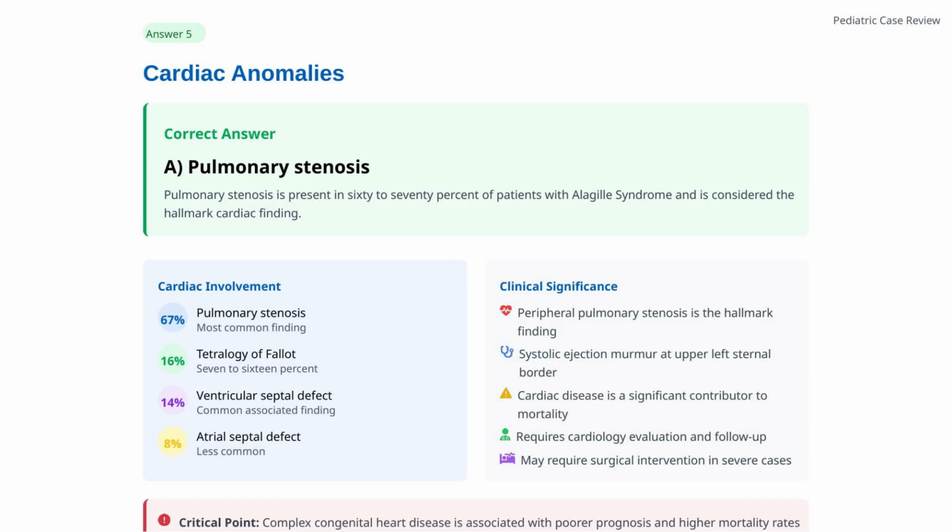Cardiac disease is a significant contributor to mortality in these patients, and complex congenital heart disease is associated with poorer prognosis. All patients with Alagille syndrome require cardiology evaluation and follow-up, with some needing surgical intervention for severe cardiac lesions.